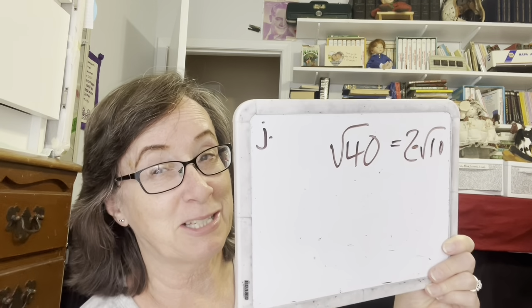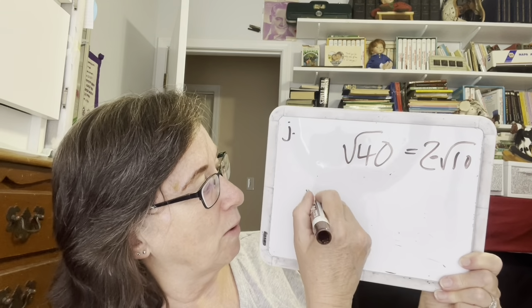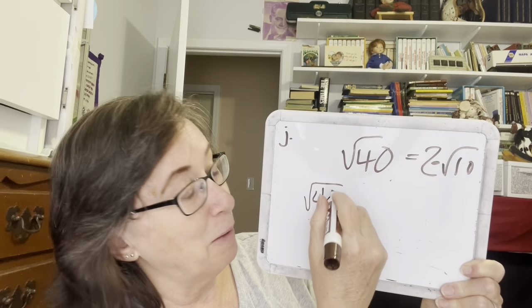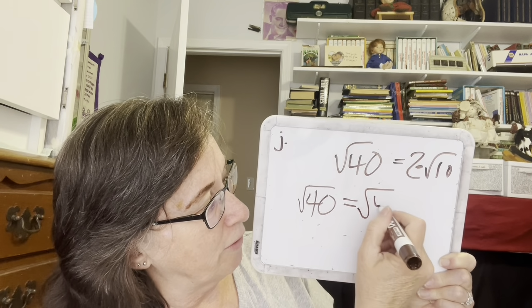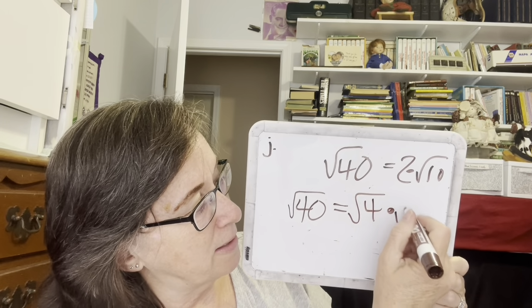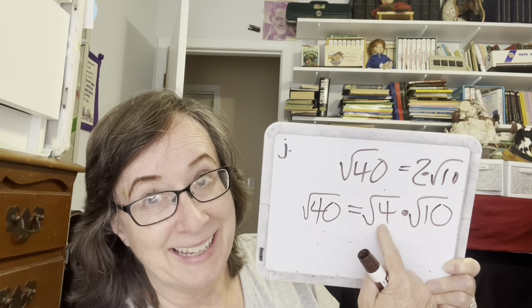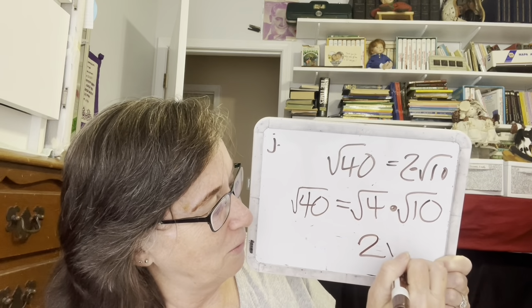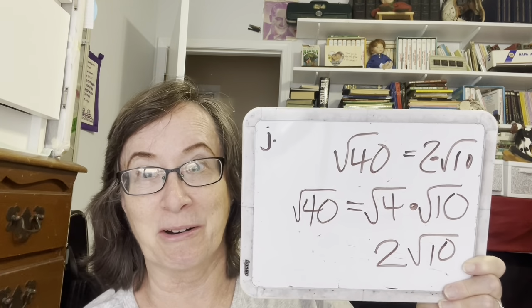All right, so let's do a little bit of stuff that we'll go into next time. The square root of 40 can be split up into pieces. We can say that's the square root of 4 times the square root of 10, and the square root of 4 is 2. 2 square root of 10 is the same thing as square root of 40.